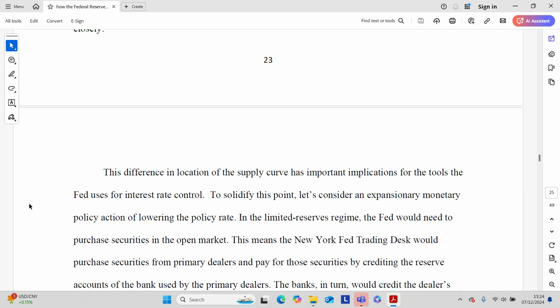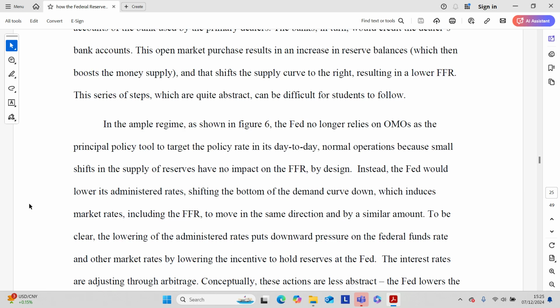In the limited reserve regime, the Fed would need to purchase securities in the open market. This means the New York Fed trading desk would purchase securities from a primary dealer and pay for those securities by crediting the reserve account of the bank used by the primary dealer. The bank in turn would credit the dealer's account. This open market purchase results in an increase in reserve balances, which then boosts the money supply. That shifts the supply curve to the right, resulting in a lower FFR. This series of steps, which are quite abstract, can be difficult for students to follow.